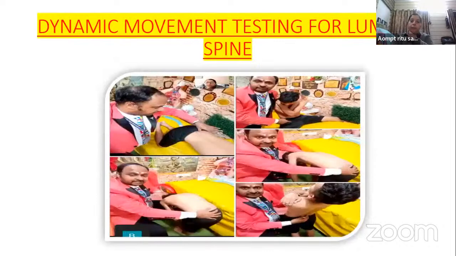So for the lumbar spine, dynamic movement testing is also very important, because we see that when the patient is going into the bending position, during the flexion itself, if the patient has an instability, we have to check whether only the lumbar spine is moving, or the pelvis is also moving simultaneously, or how the lordosis differs when we check with the extension.